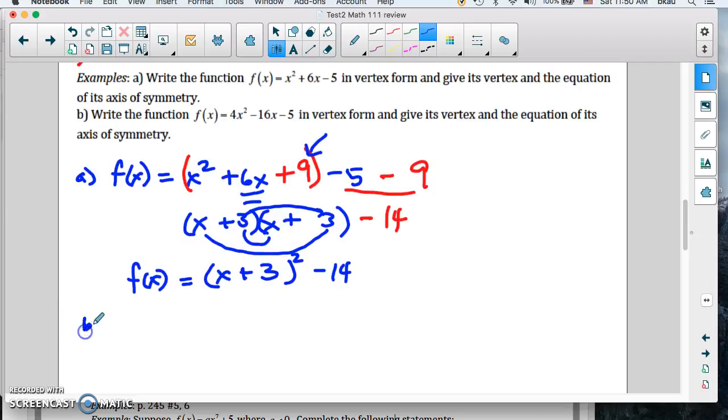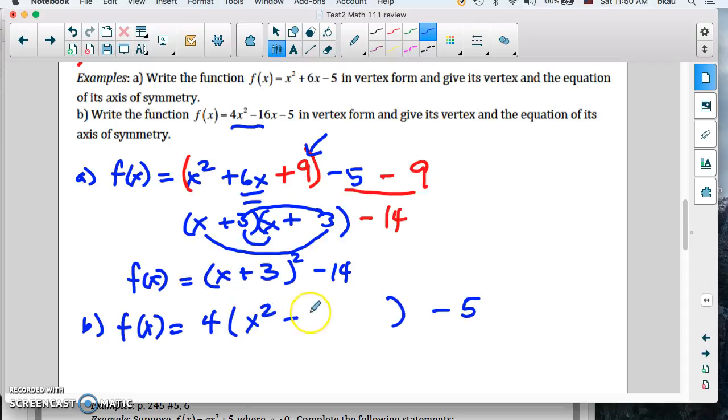Now B is a little bit more difficult because it has a factor of 4 in front. So the first step there is to factor that 4 out so that we can have that factored out. We're still going to move this 5 to the outside that's there, but we want to factor the 4 out of these two terms. So we factor it out, we get x squared minus 4x. Okay, because 4 times 4 is that negative 16 that's up there.